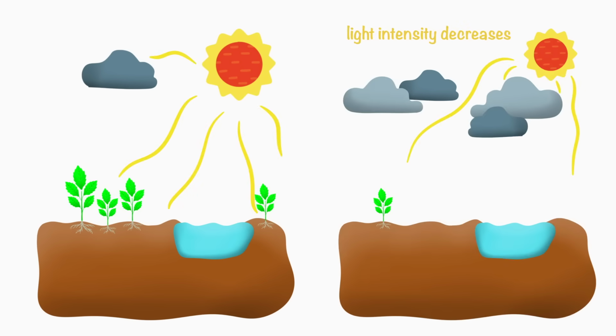Changes in abiotic factors can trigger profound ecosystem responses. Consider what happens when light intensity decreases due to prolonged cloud cover or canopy closure. Reduced light intensity limits photosynthesis rates in plants, decreasing their energy production. This leads to slower growth rates, reduced reproduction, and potentially declining plant populations.